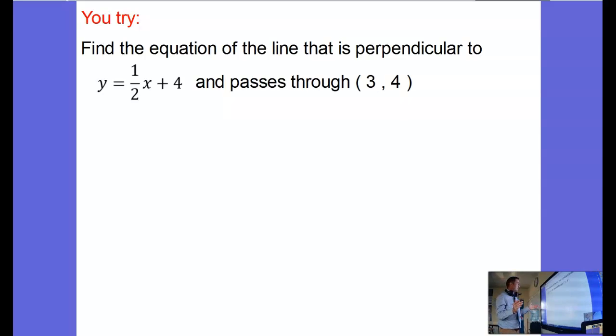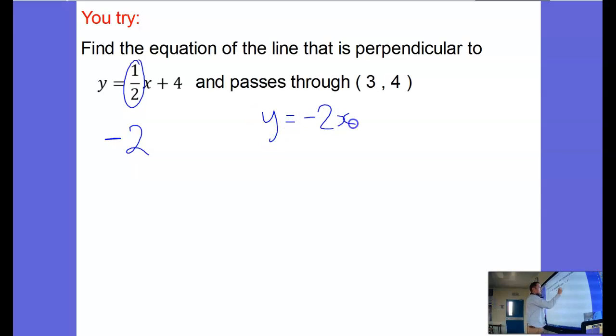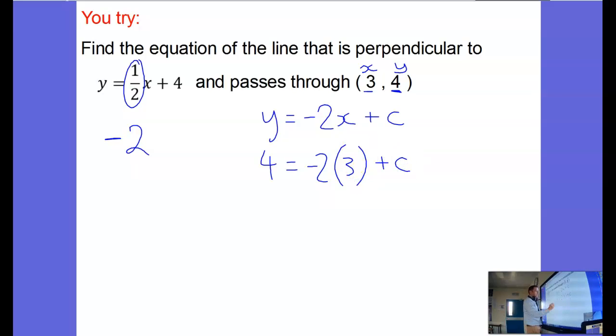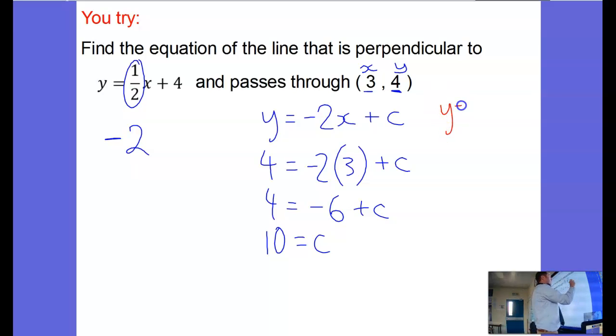And here is your answer. Okay, first things first, negative reciprocal of this. Well, fraction, flip it upside down, is 2 over 1, which is 2, and make it negative. So my gradient for the perpendicular is negative 2. So I'm going to have y equals negative 2x plus something. Substitute these values in, I always like to label x and y. So we've got y is 4, minus 2 times 3, and then a plus c on the end. That's 4 equals negative 6 plus c. That's 10 equals c. And so my final equation is y equals negative 2x plus 10.